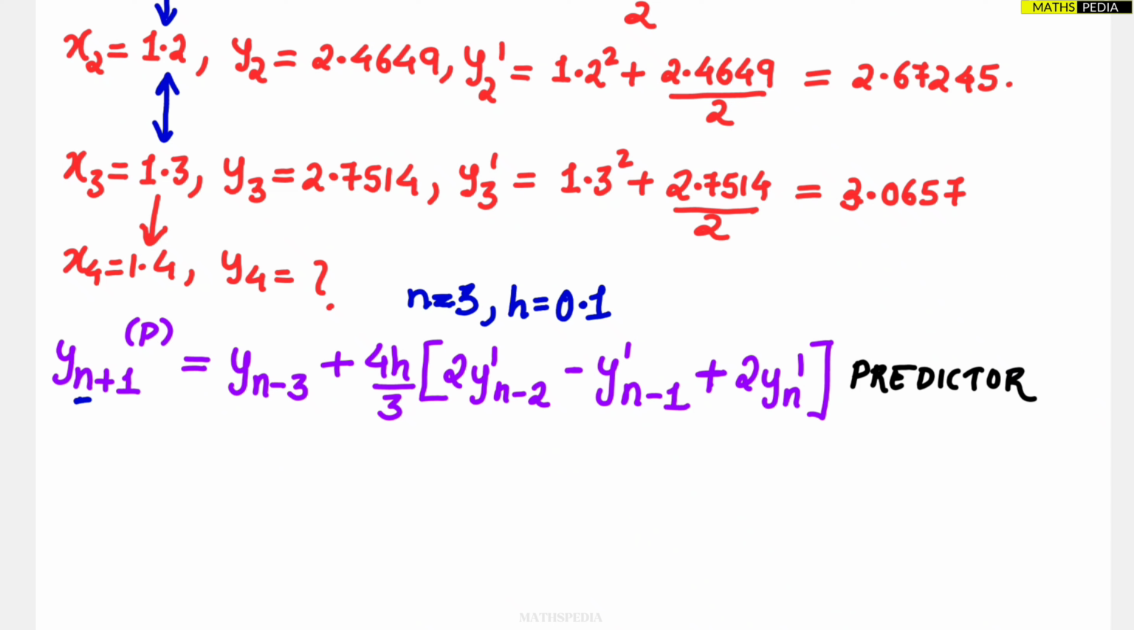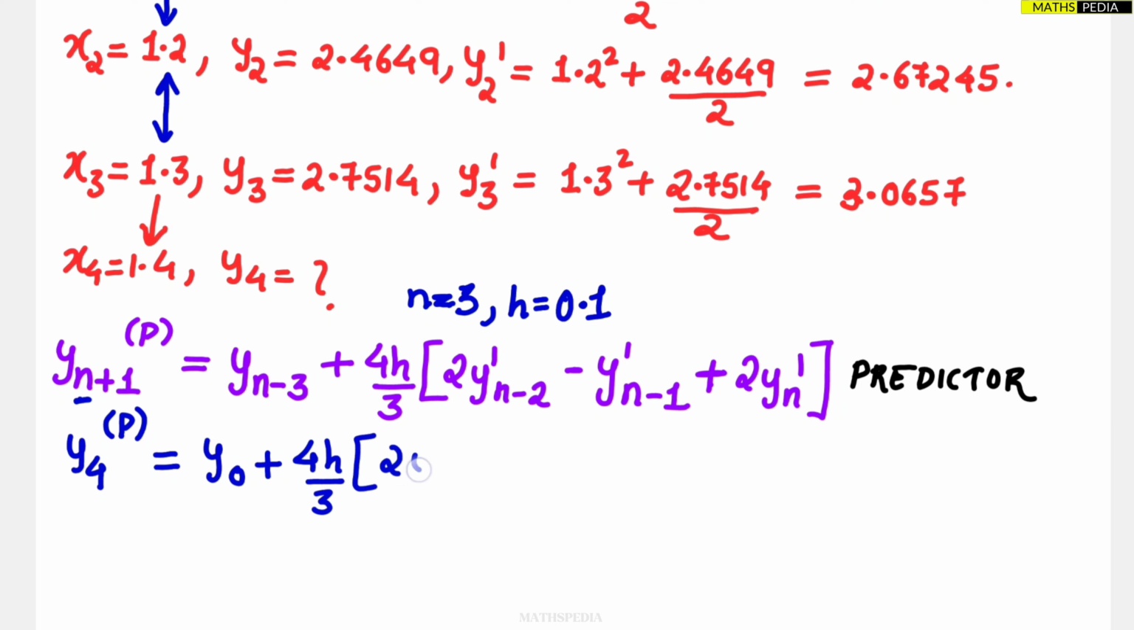X values. Now here in place of n, 3. So that's why we will be getting here y4. 3 plus 1, y4. We wanted y4 only. That's why I have written 3. Remember that, one value less. So here what will that? 3 minus 3 is 0 plus 4 into h. I am not writing the value now, h.